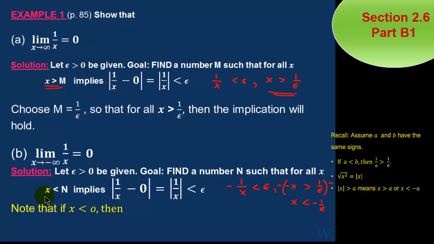Here, this inequality matches this, which means, what is our choice of N? We choose N to be equal to negative 1 over epsilon, so that for all x such that x is less than negative 1 over epsilon, it implies that the absolute value of 1 over x is less than epsilon, which proves that the limit of 1 over x as x approaches negative infinity is equal to 0.